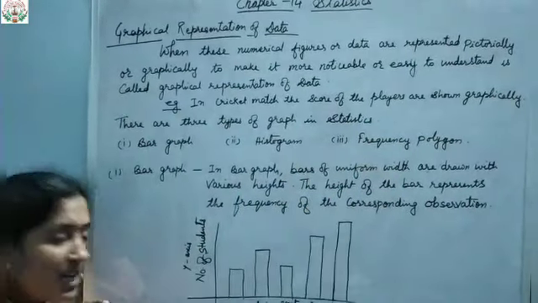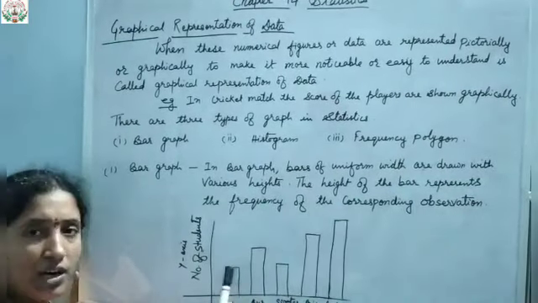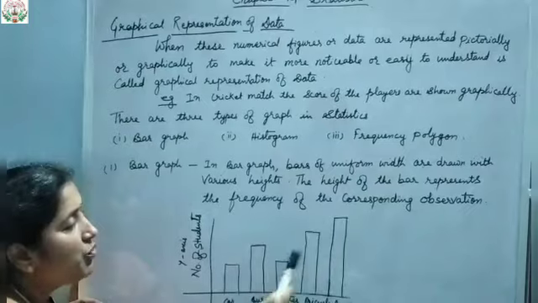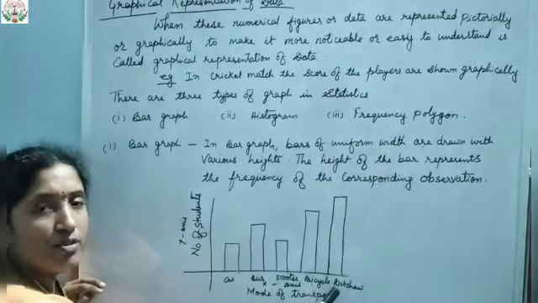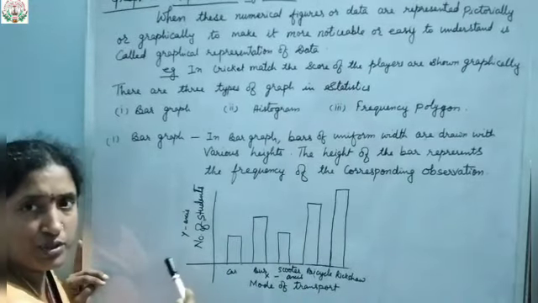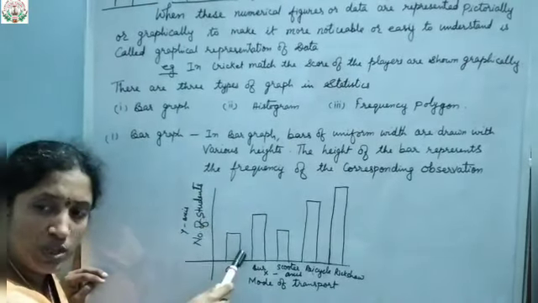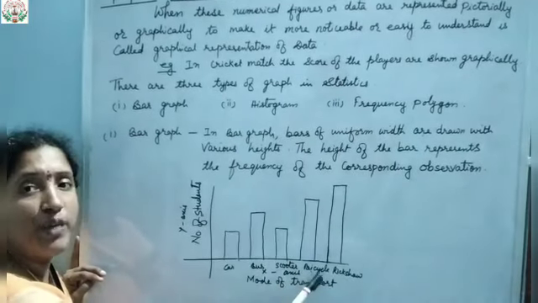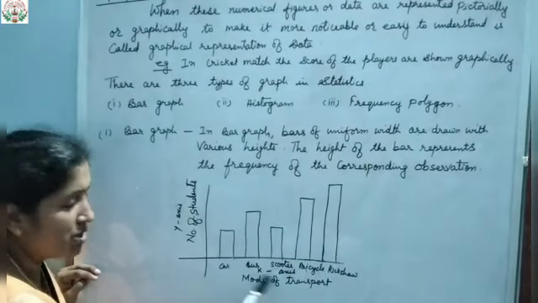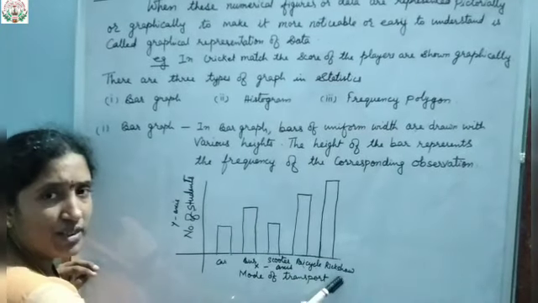Means if the data is represented in a graph, we can easily understand from the graphical picture in which particular vehicle... For example, this is the graphical representation of data of the number of students who come to school using different vehicles, that is, the means of transport. Suppose we have taken here car, bus, scooter, bicycle, rickshaw and all.